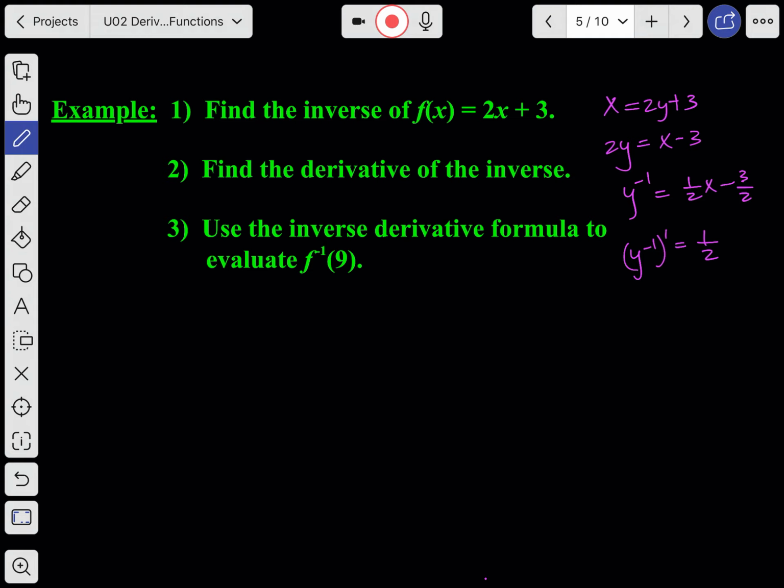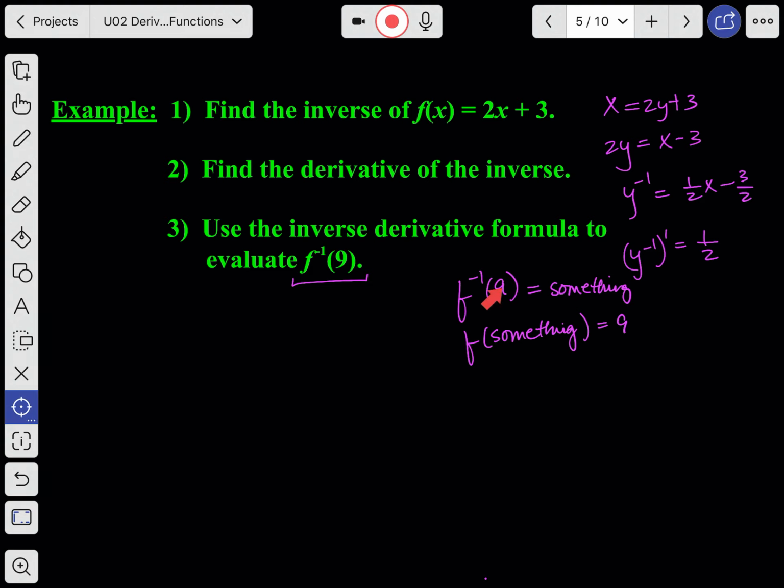Here's our function, and we want to find the inverse at 9. So we want to use the inverse derivative formula to evaluate f inverse at 9. Well, if our inverse evaluated at 9 is going to equal something, then our function evaluated at something will give us 9. So you see how that works? Our x's and our y's are just switched. Okay, so we've got to figure out what is that something.